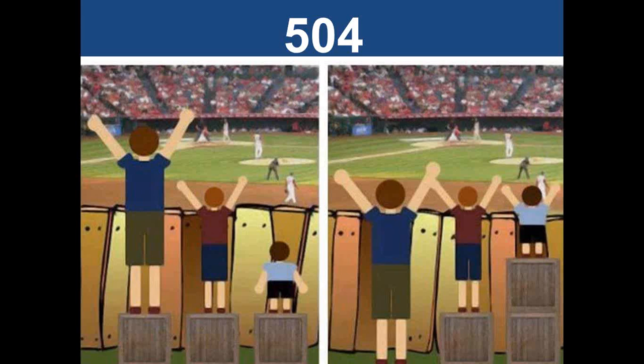But let's take a look at 504 as we prepare to wrap up. 504 plans ensure that children with disabilities have equal access, and the key word here is equal access, to an education similarly to students who do not have disabilities. And this slide I really love, because what it represents is fairness versus equity.